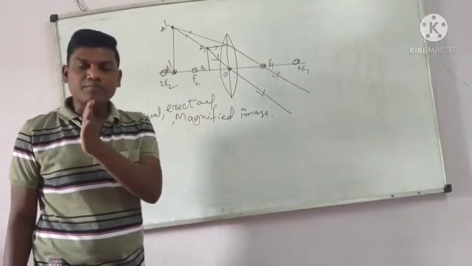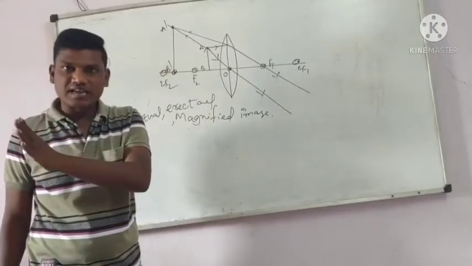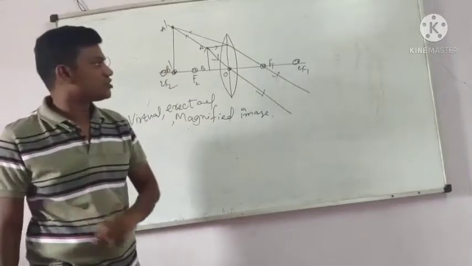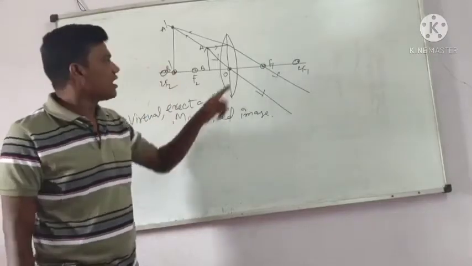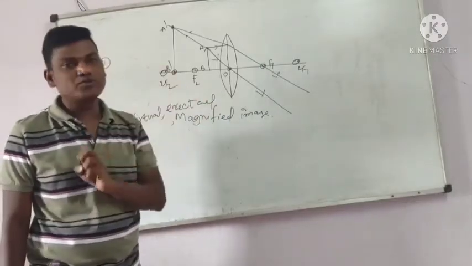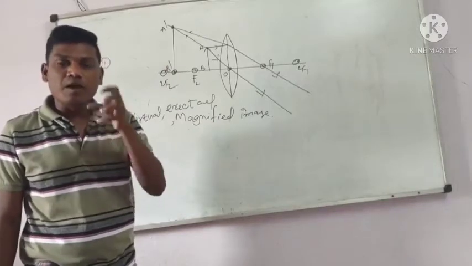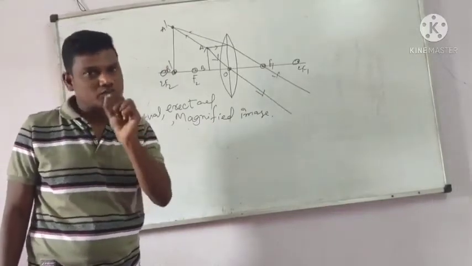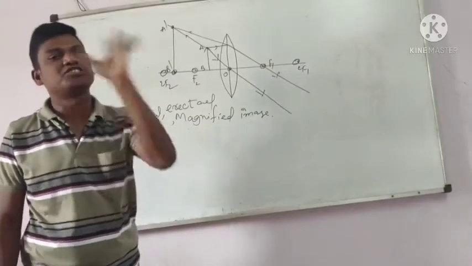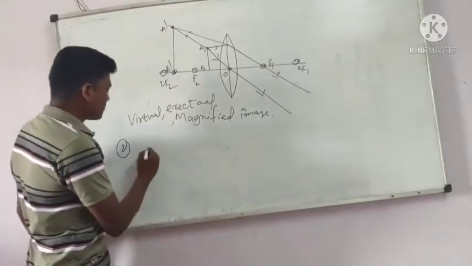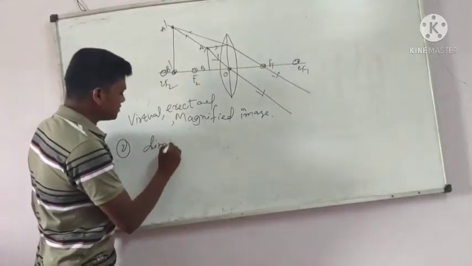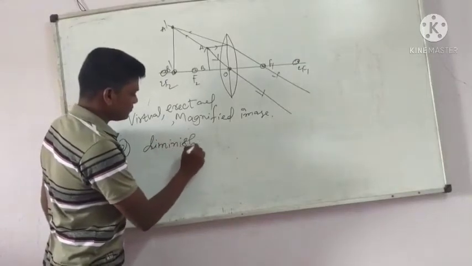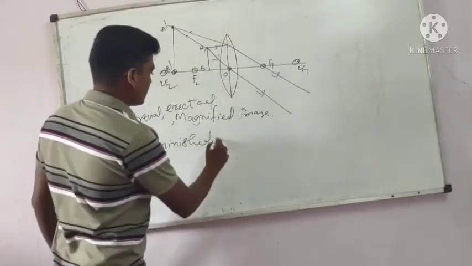But except at infinite distance, from beyond the center of curvature up to the optic center, at any position the image will be formed between the optic center and focus. It is a virtual, erect and diminished image. So that's why the second one is diminished image.